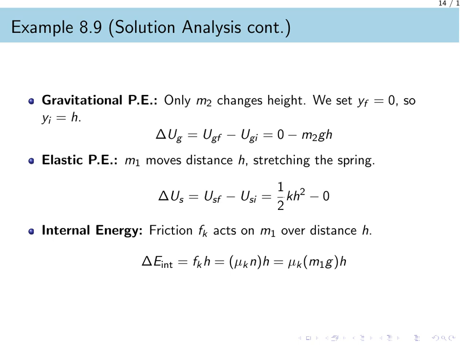Finally, the change in internal energy, delta E internal. This is caused by friction acting on block M1 over the distance h. This change is F sub k times h, which is equal to mu sub k times the normal force times h, or mu sub k m1 g h.